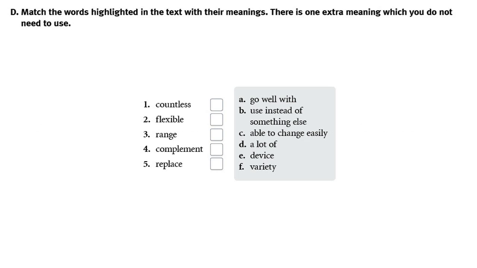D. Match the words highlighted in the text with their meanings. There is one extra meaning which you do not need to use. 1. Countless. غير معدود. D. A lot of. الكثير من. 2. Flexible. مرن. C. Able to change easily. يتغير ببساطة. Number 3. Range. F. Variety. العديد من. Number 4. Complement. A. Go well with. يتلائم مع. Number 5. Replace. يستبدل. Be used instead of something else.